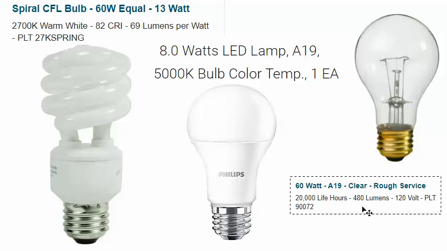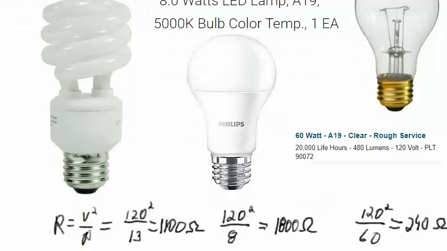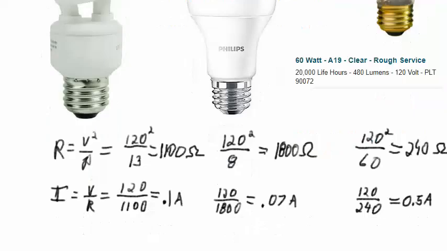Now, all three of these lights are designed to work with 120 volts alternating current, but you see one is 60 watts, one is 13 watts, and one is 8 watts. From that, we can calculate the resistance of these bulbs to be 1100 ohms, 1800 ohms, and 240 ohms. And the current that runs through these bulbs is 0.1 amps, 0.07 amps, and 0.5 amps.